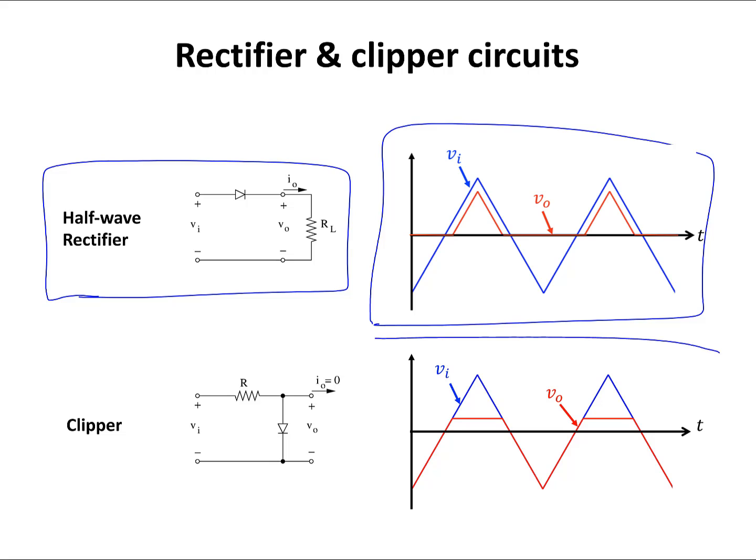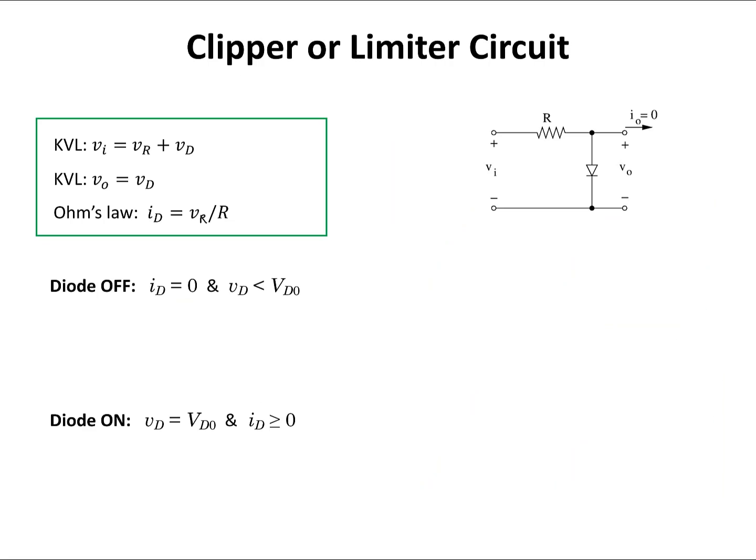As you can see in this figure, this clipper circuit clips the input signal at a certain threshold value. In other words, this circuit doesn't allow the output to go beyond a certain threshold value. At that threshold value, the output is going to be a constant value, and the value of the output signal does not increase beyond that threshold value. We are ready to solve this clipper or limiter circuit and find the output versus input.